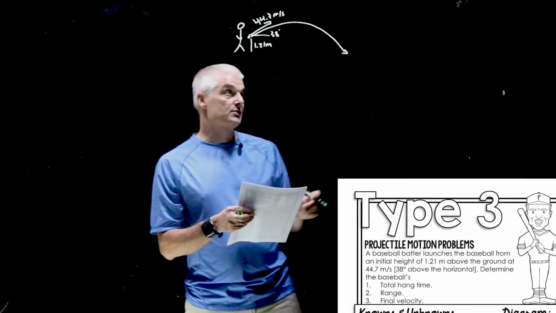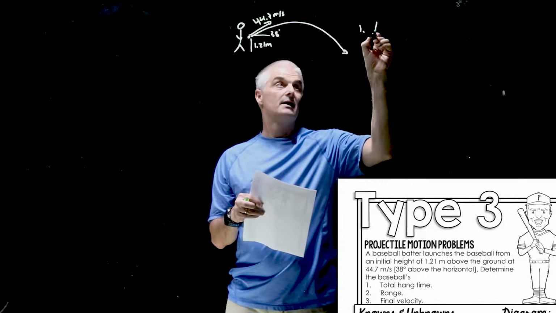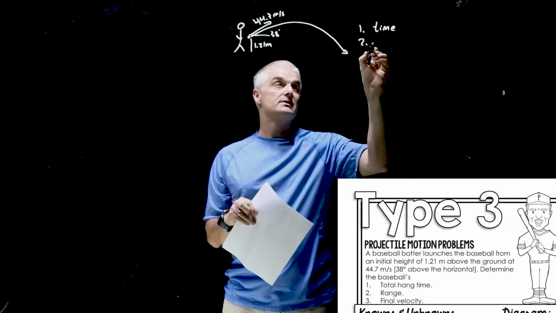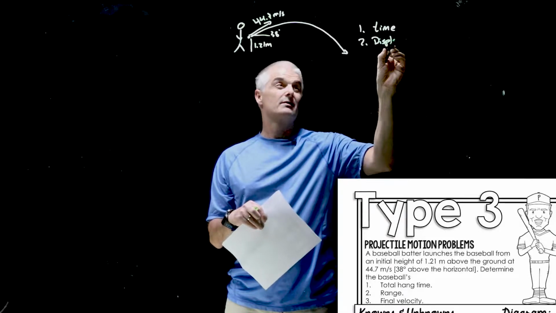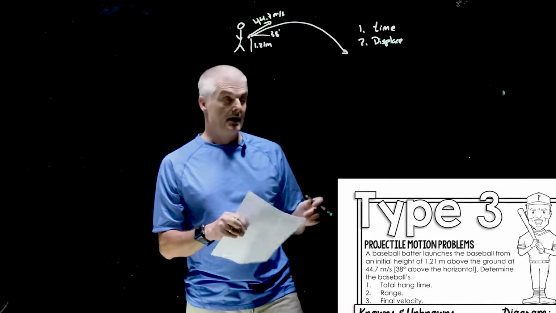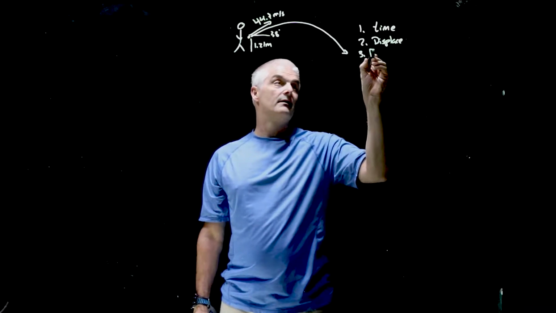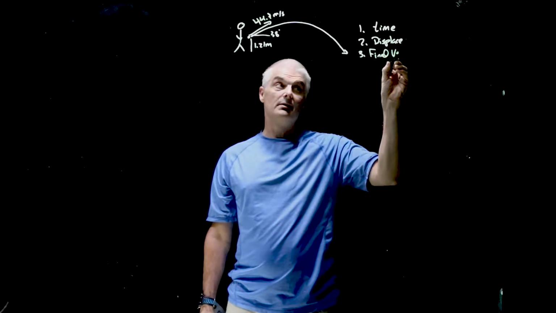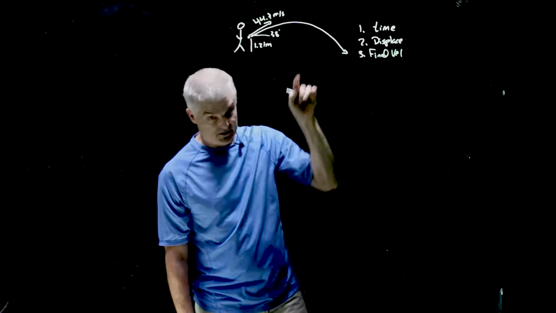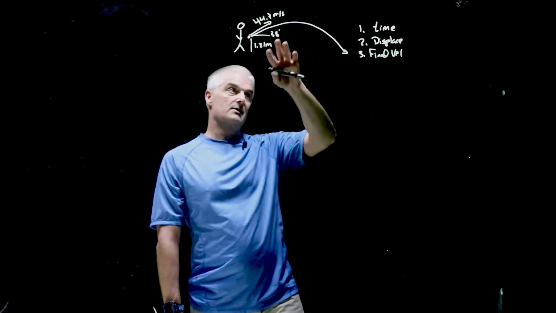All right, we want to ask 3 questions. Time: what is his total time in the air? Hang time, if you will. Number 2 is displacement. What does that mean? How far did it travel? How far did the ball go? And what is his final velocity? Now the last problem, the final velocity equaled the initial velocity, but this is not going to be true here, because it's going to be going faster because the acceleration of gravity pulls it further down.